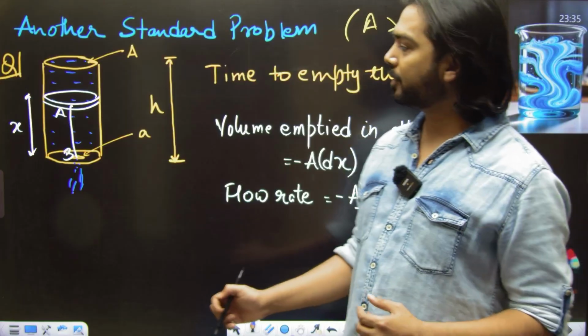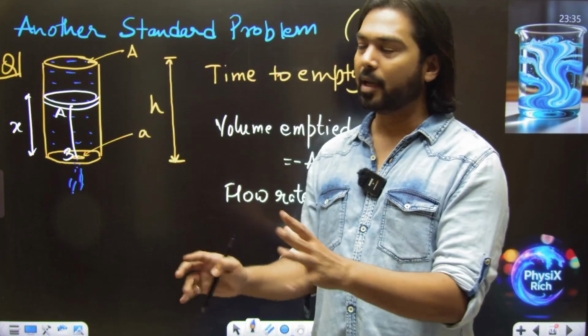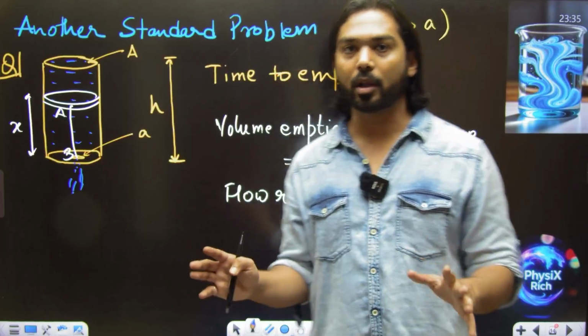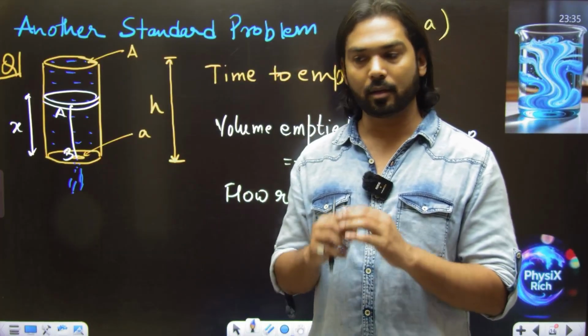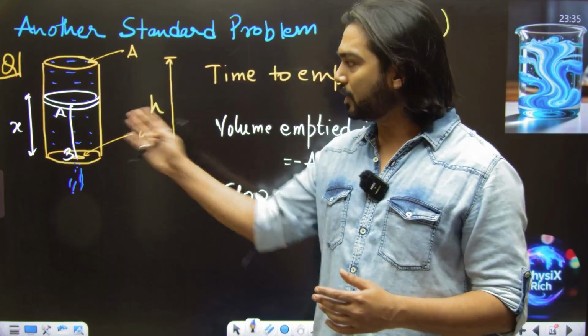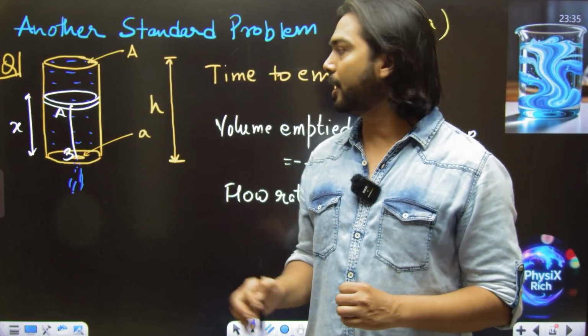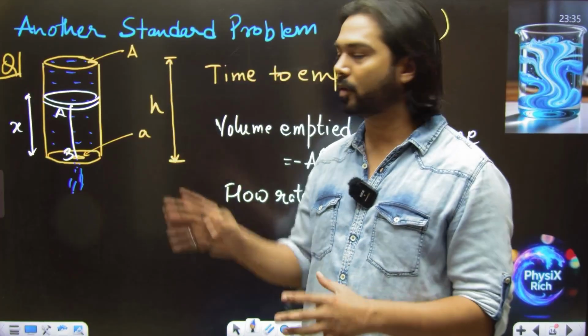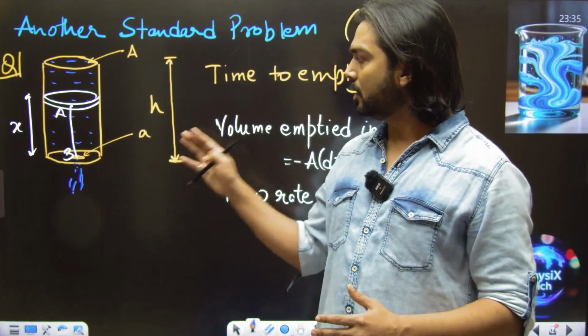First of all, this is a very standard problem. This problem you can find in every coaching's module. You will find this in all good books. So it becomes imperative for us to learn how to do this. So this is a cylinder. And I could have taken a hemispherical bowl or any other shape, but right now, for the sake of simplicity, I have taken a cylinder.